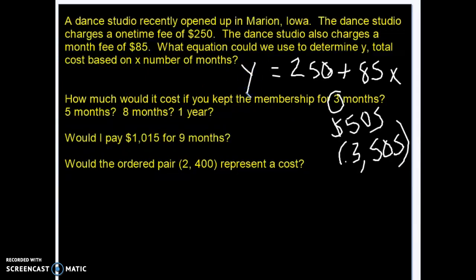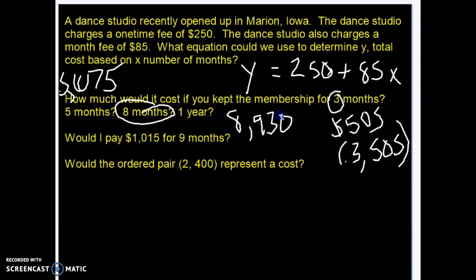If we were doing 5 months, we would substitute 5 in for x. So we would do 85 times 5 plus 250 gives us actually 675. So our ordered pair here would have been 5, 675. For 8 months, you'd put 85 times 8 plus 250. That's the one that gives you $930. So you would have 8, 930.